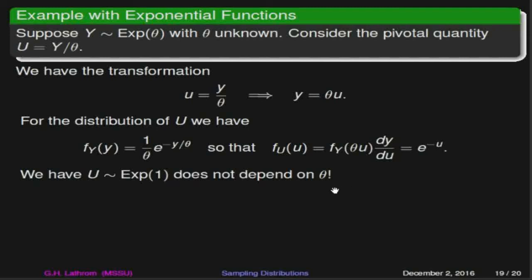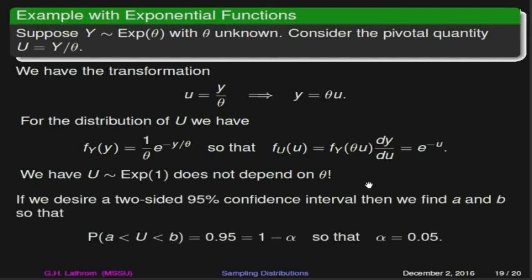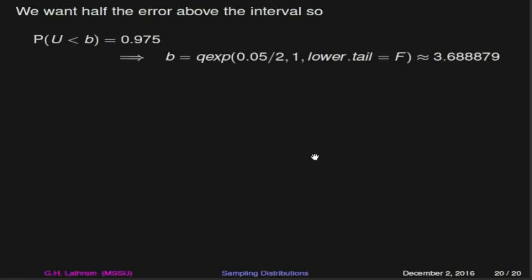And that's exactly what we needed for this particular situation. So we've got a pivotal quantity, y over theta, that has a distribution that doesn't depend on the parameter theta. So if we want a two-sided 95% confidence interval, we need to find values a and b, a being the lower bound, b being the upper bound, so that the probability of u being in that interval is 0.95. So what do we do? We have half the error above, half the error below.